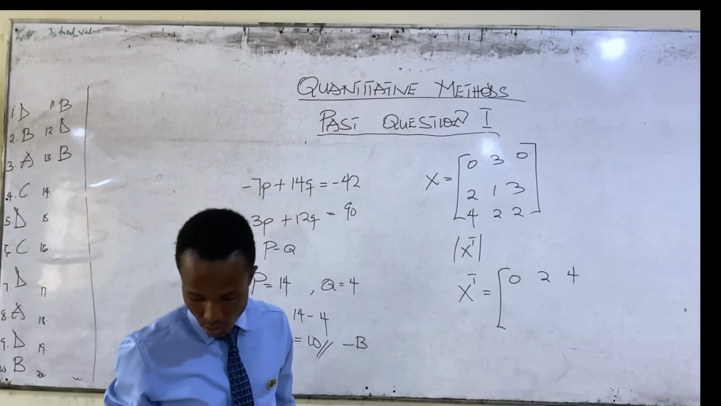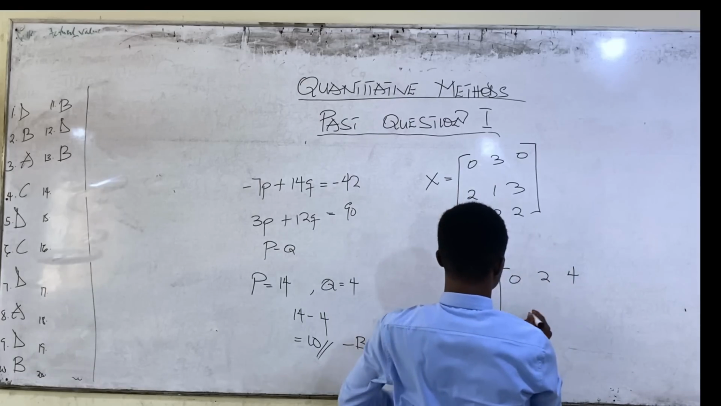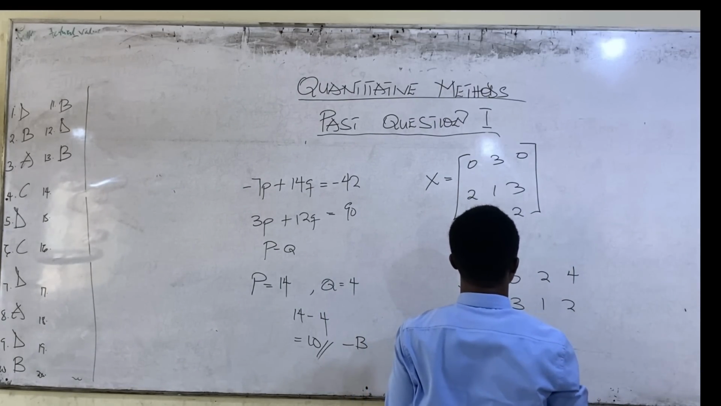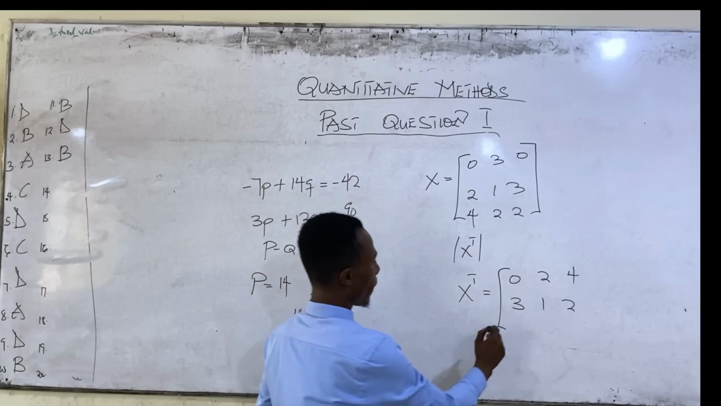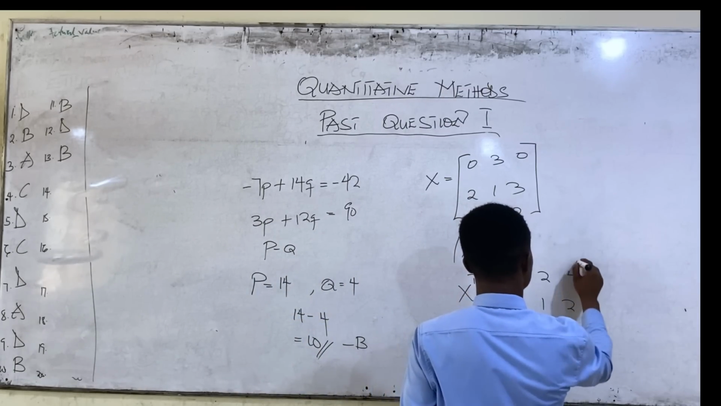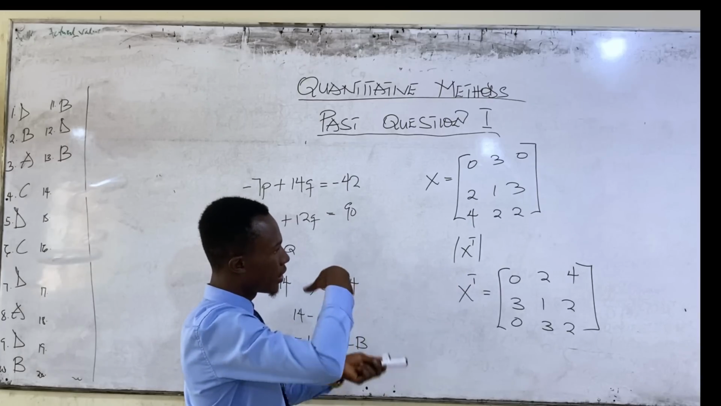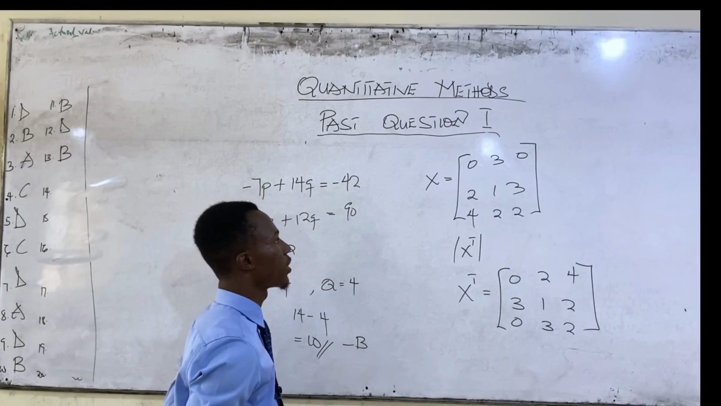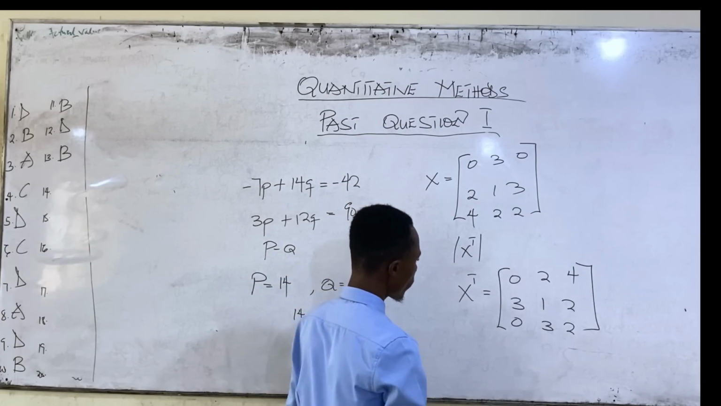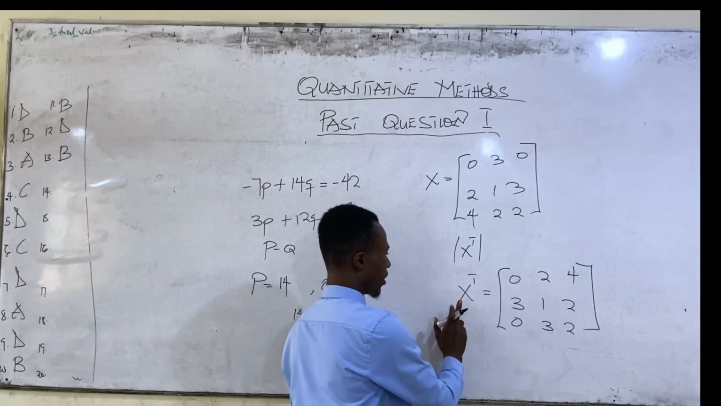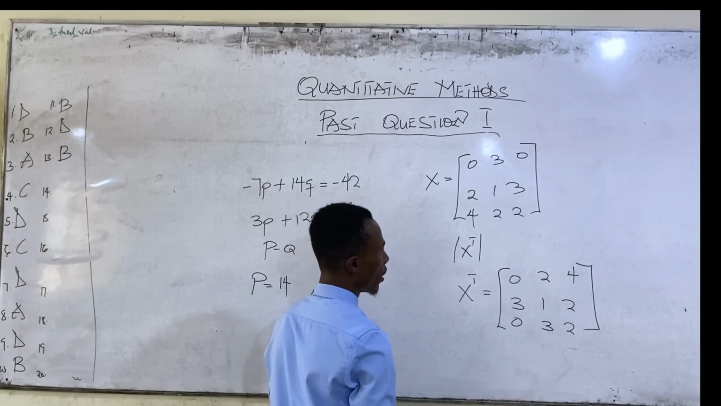When you turn it this way, you are going to get 3, 1, 2, then you get 0, 3, 2. Yes, you are going to get something like this. So just turn it 90 degrees clockwise, and that is what you are going to get. Okay. So now that you have gotten x exponent t, now find the determinant of x exponent t. And how do you do it?